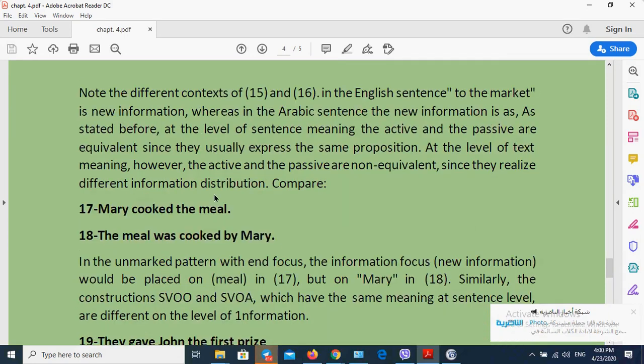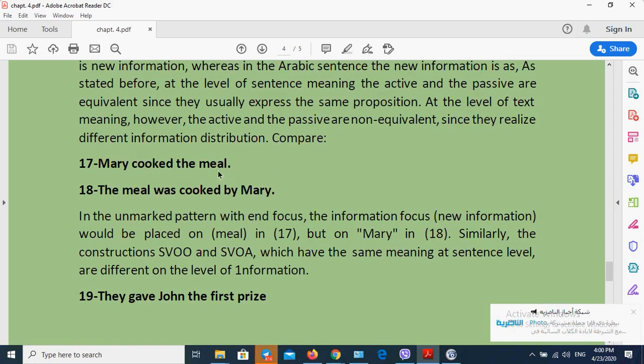Compare between active and passive here. Mary cooked the meal. Here we have a subject, a verb, and this is a complement, or object. This sentence is active. How can you know this sentence is active? This is the subject, Mary. Cooked. Mary cooked the meal. Here we have a passive sentence: The meal was cooked by Mary.